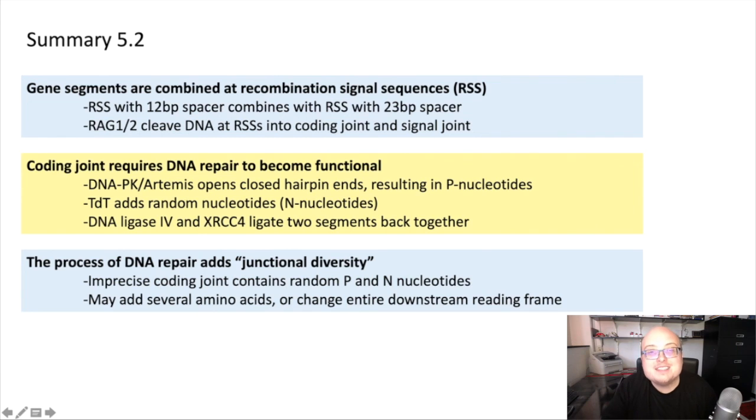Okay, so that's that for VDJ recombination, at least in immunoglobulin molecules. In the next lecture, we're going to talk about some of the genetics that lie behind how we actually attach the immunoglobulin heavy chains to these recombined VDJ segments that we've been talking about so far. So we'll do that next time.